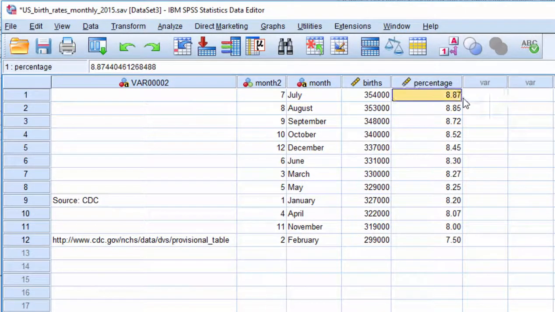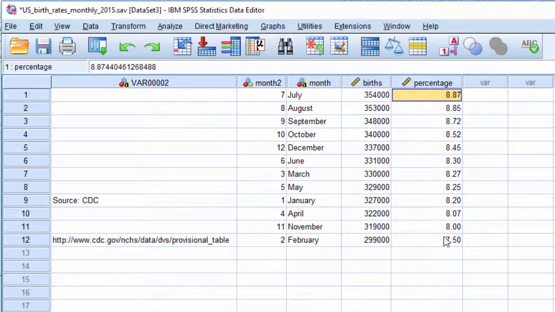So July seems to be, at least numerically, the largest percentage of births, and February seems to be the lowest number of births, 7.5 versus 8.87. So they're very similar, but there does seem to be some variability in the months. Clearly, February is a relatively less popular month for the birth of babies, which suggests that if we go back in time 9 months, that's a less frequent time for the conception of babies.